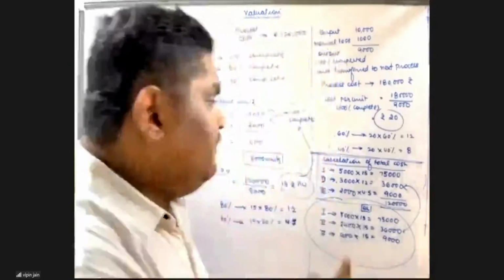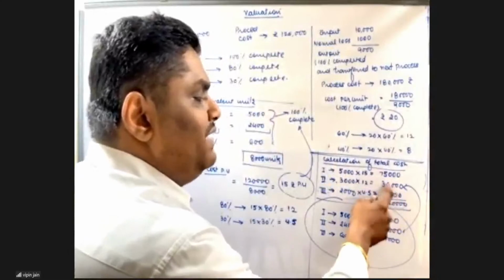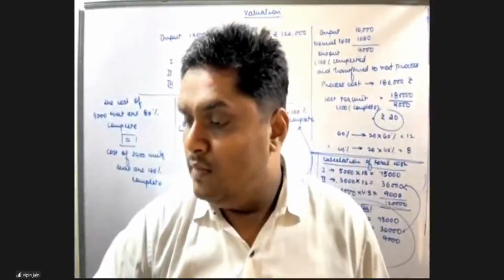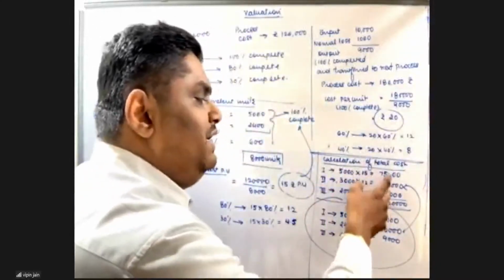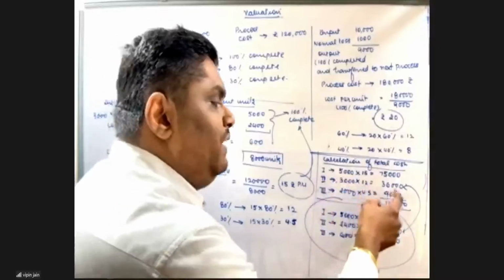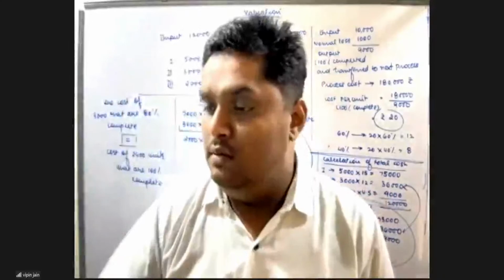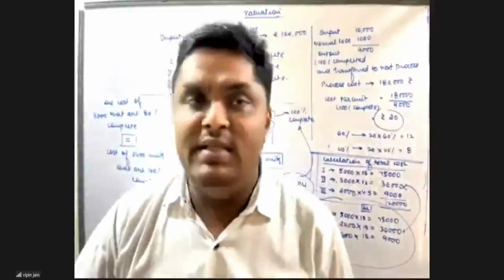So this is the value of the units that are transferred, and these two are the value of the units that are still in process. The value of goods that are transferred is 75,000, and the value of work in progress is 36 plus 9, that is 45,000. I request you guys to please copy this concept part.